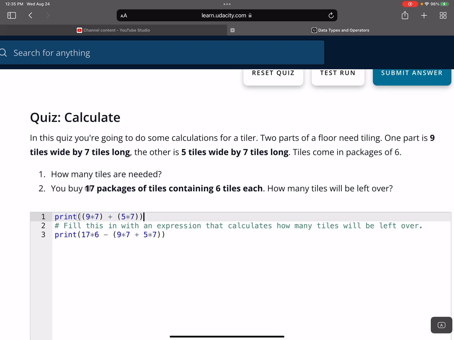The next thing is I buy 17 packages with 6 tiles containing each. How many tiles will be left over? So I'm gonna have to subtract. So 17 times 6, right? 17 times 6, right there. And then I have to subtract what I had before, which is this right there. So if you want to be even safer, you can do this. This is what I like to do, usually. Like that. Oops. That, and then like that. Make sense?